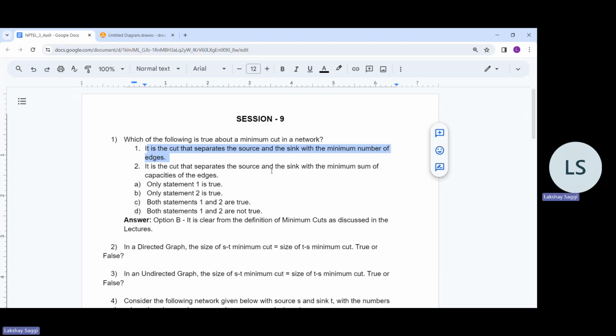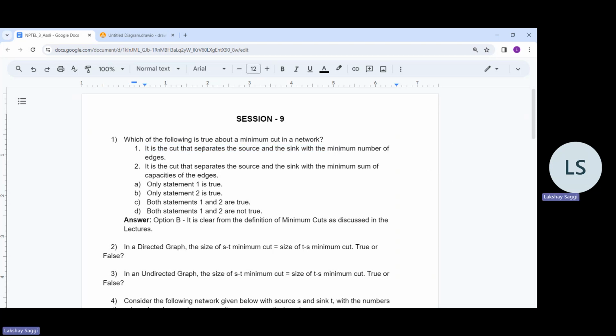So how can we compute this using minimum cuts? This is also an interesting problem, and what we can do here is put the capacity on every edge as 1. Suppose every edge has a capacity of 1, then the sum of capacities of edges becomes equal to the number of edges. So the cut with the minimum sum of capacities will also be the cut with the minimum number of edges.